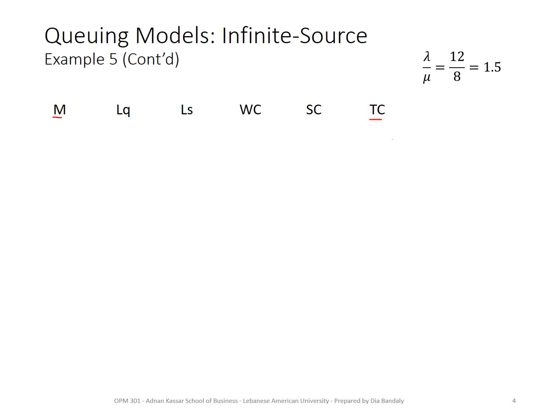I need to finish with the total cost, right? To find the total cost, I know it's equal to the service cost plus waiting cost. Service cost is equal to CS times M, and M is my first column. Waiting cost is equal to CW times LS, and that's why for every row I need to find LS. And to find LS, I need to find LQ. Okay, so how to start?